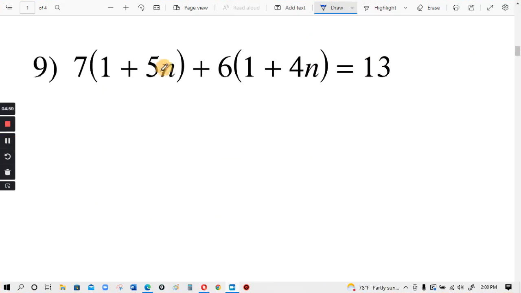Okay, please pause and try number 9 using the distributive property as the first step.